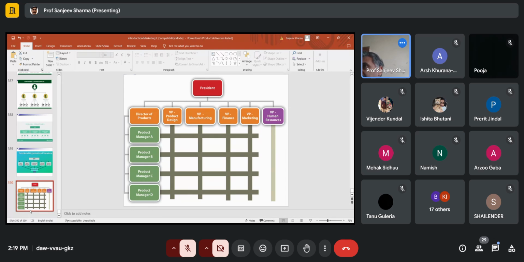So exploratory. Second is conclusive, where I have an idea but I want to refine it. I want to confirm it. I want to deny it. So conclusive.